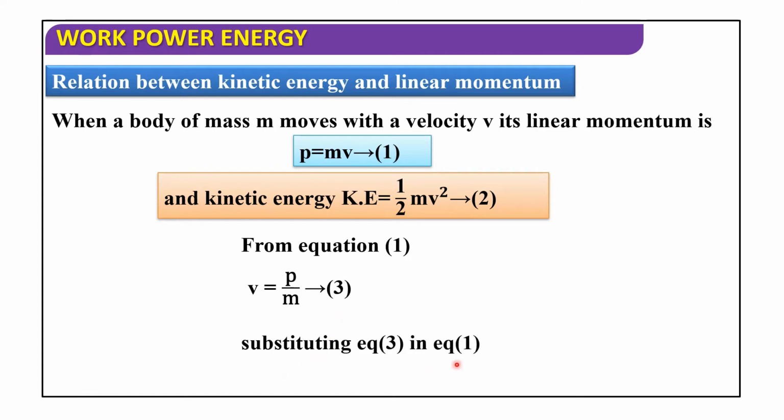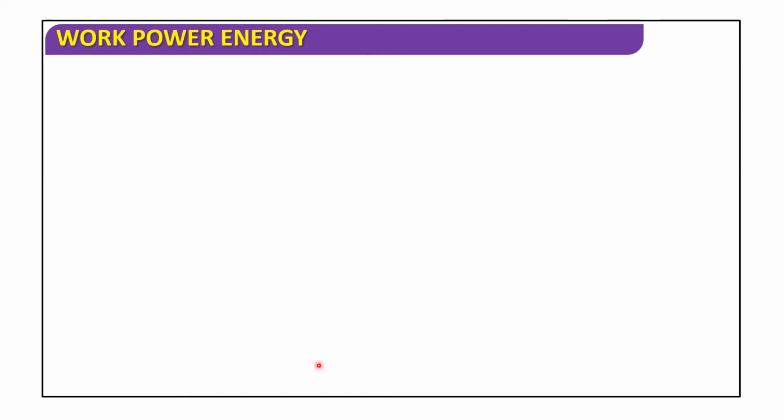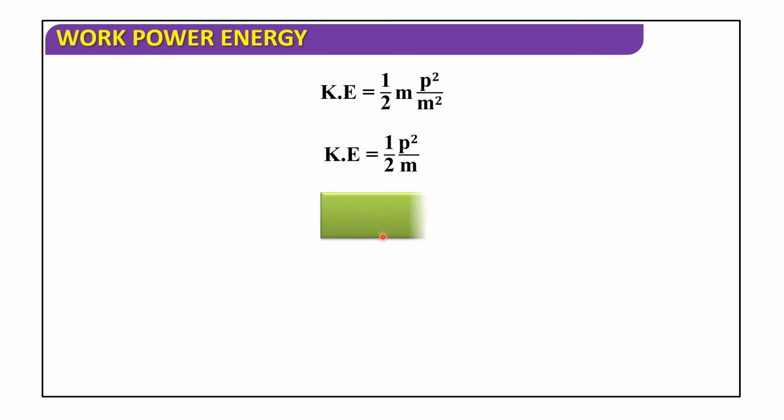Substituting equation 3 in equation 1, we get kinetic energy is equal to half m into p square by m squared. The m cancels and it can be written as half p square by m, or p square by 2m. So kinetic energy is equal to p square by 2m. This is the relation between kinetic energy and linear momentum. Kinetic energy KE is equal to p square by 2m, and momentum p is equal to the root of 2m into E, on cross multiplication.